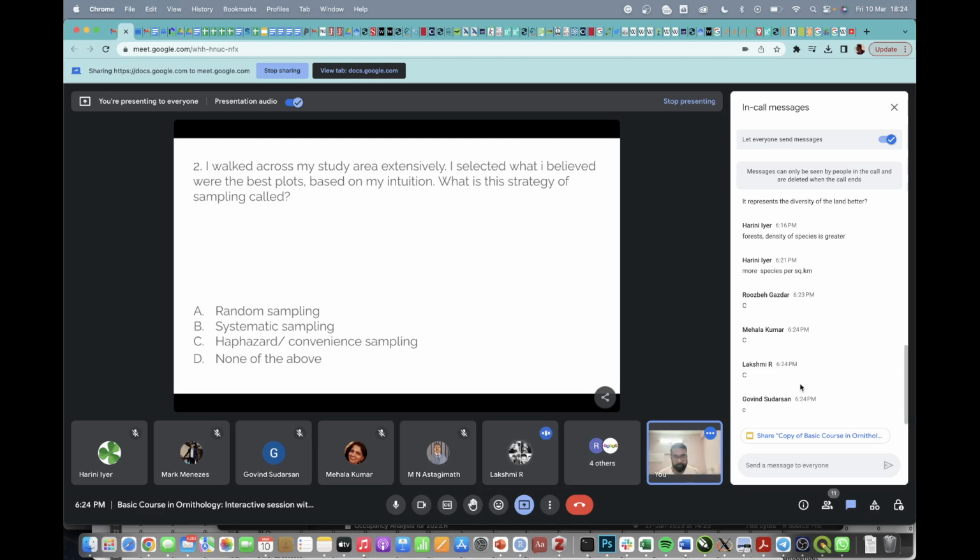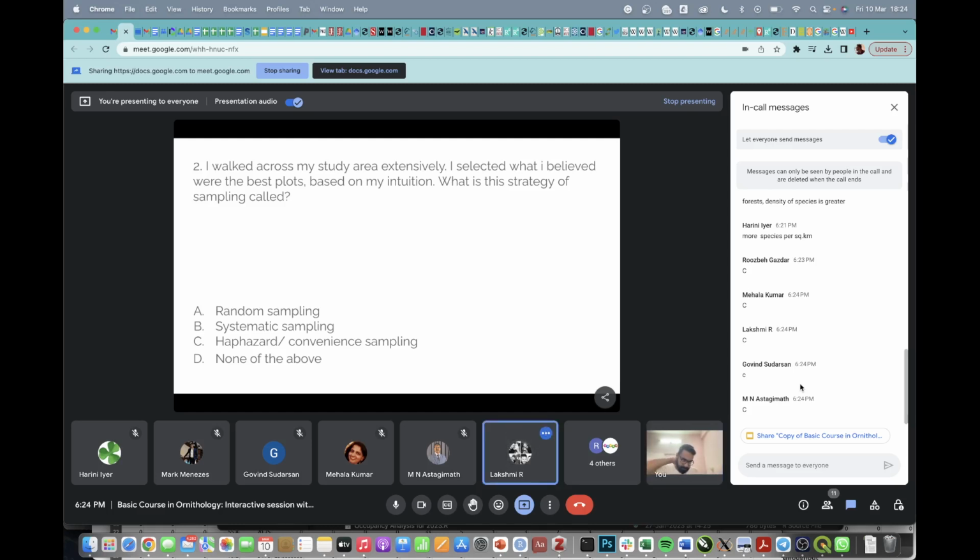So, sir, sorry. It can be either A or C, no, sir? Like, even if you choose a plot out of our intuition, it's also technically random only, no, sir? No. Random means something else. In a study design, random has a particular meaning. It's not what we generally use the word for in our daily life.